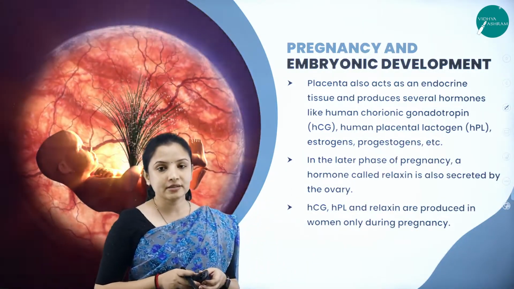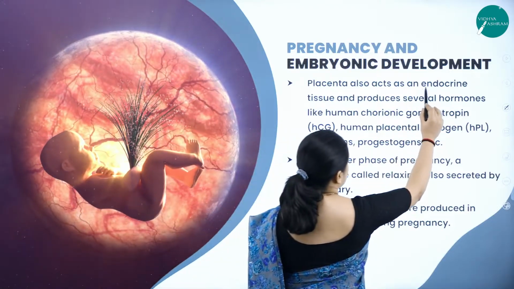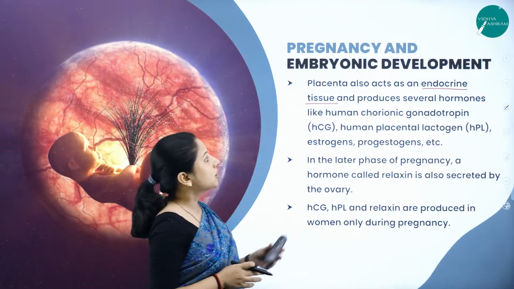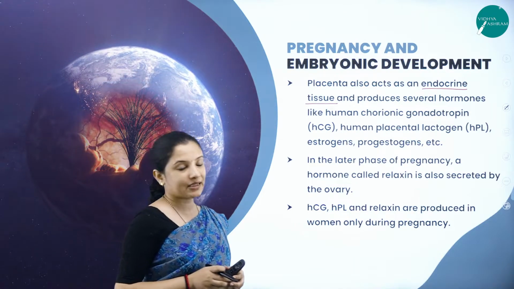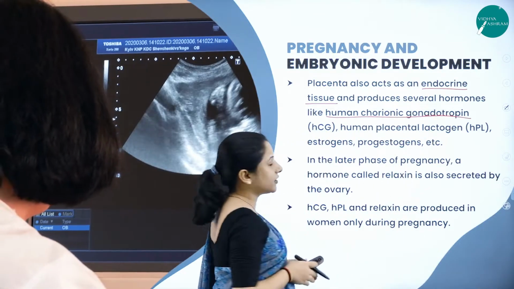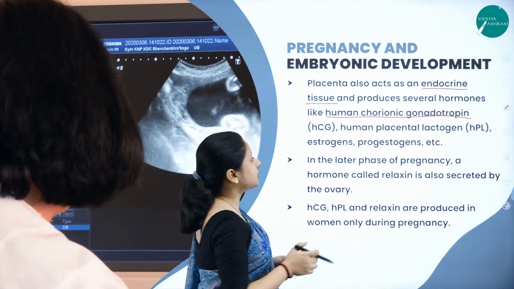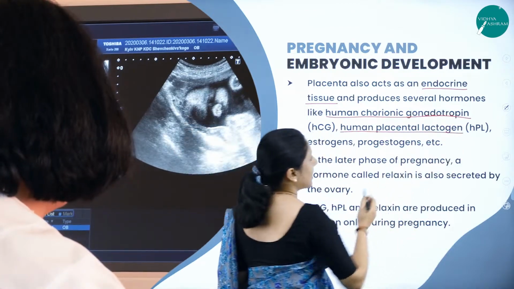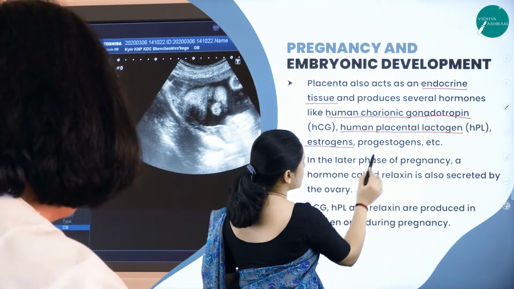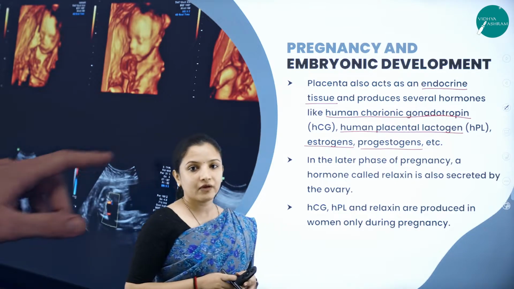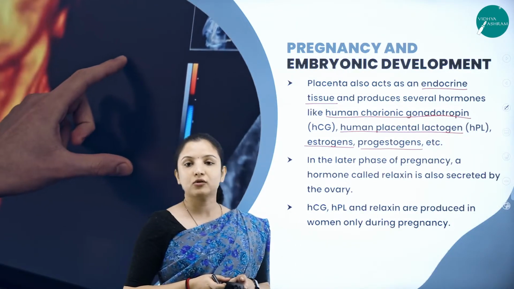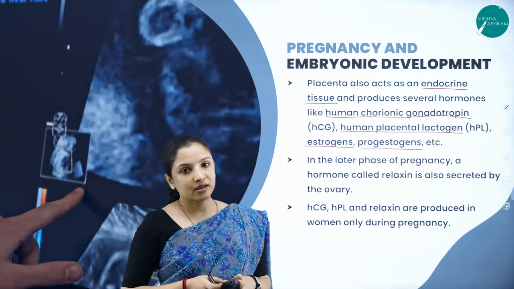Apart from this, the placenta also acts like an endocrine tissue. We all know that an endocrine tissue is the one that secretes certain hormones. So this placenta helps in the secretion of certain endocrine hormones like human chorionic gonadotrophin hormone, that is HCG. It helps in the secretion of human placental lactogen hormone, that is HPL, and also estrogen and progestogens. All these are very important throughout the process of pregnancy for the normal development of the fetus, and also for the mother as well.